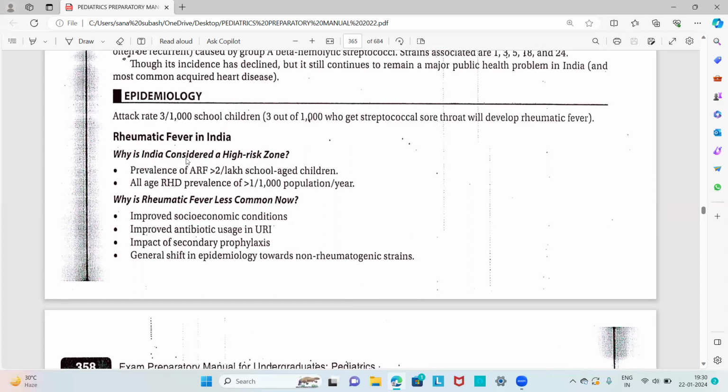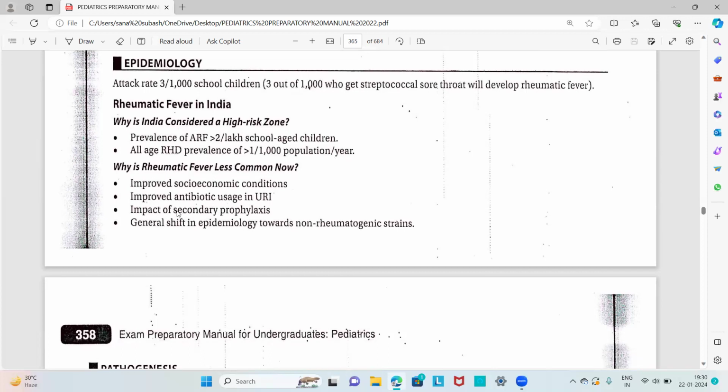And why is India considered a high risk zone for rheumatic fever? Here the prevalence of acute rheumatic fever is greater than 2 per lakh school-aged children, and all-age rheumatic heart disease prevalence is greater than 1 per 1,000 population per year. Why is rheumatic fever less common now? Because of improved socioeconomic conditions, improved antibiotic usage in upper respiratory tract infection, the impact of secondary prophylaxis, and also a general shift in the epidemiology towards non-rheumatogenic strains. So that is all regarding the introductory part.